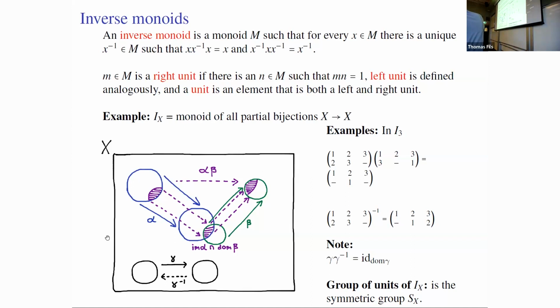So when you axiomatize this, this is an example of an inverse monoid. An inverse monoid is a monoid such that for every element, there's a unique inverse element that doesn't necessarily satisfy x inverse x equals 1, but it satisfies x x inverse x equals x, and x inverse x x inverse equals x inverse, which in this picture means if you do this, this, and this, it's the same as if you just did this, and the other way around. This is your typical example of an inverse monoid. It plays the same role that the symmetric group does.